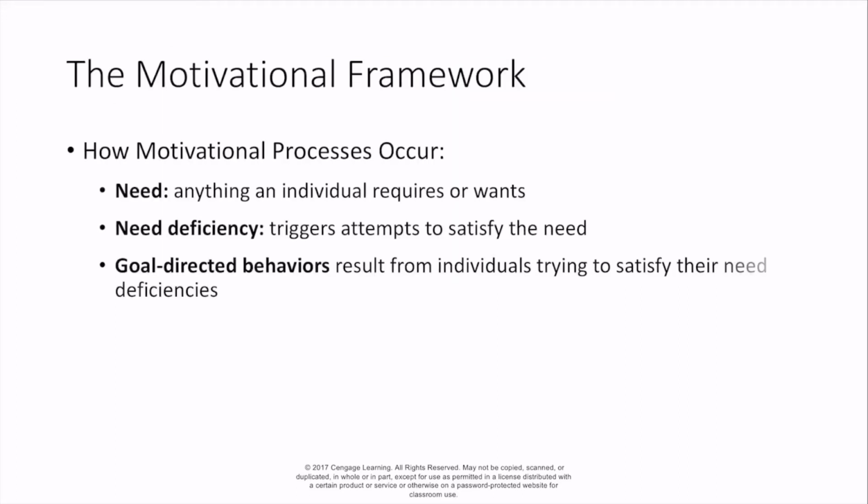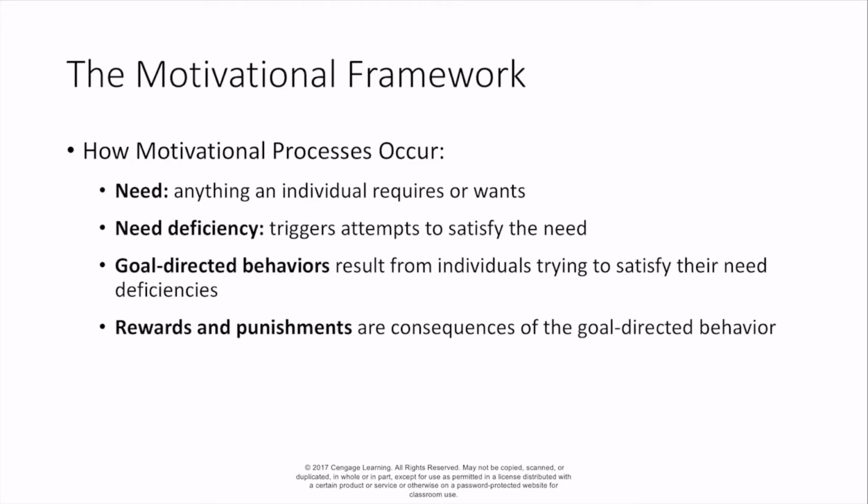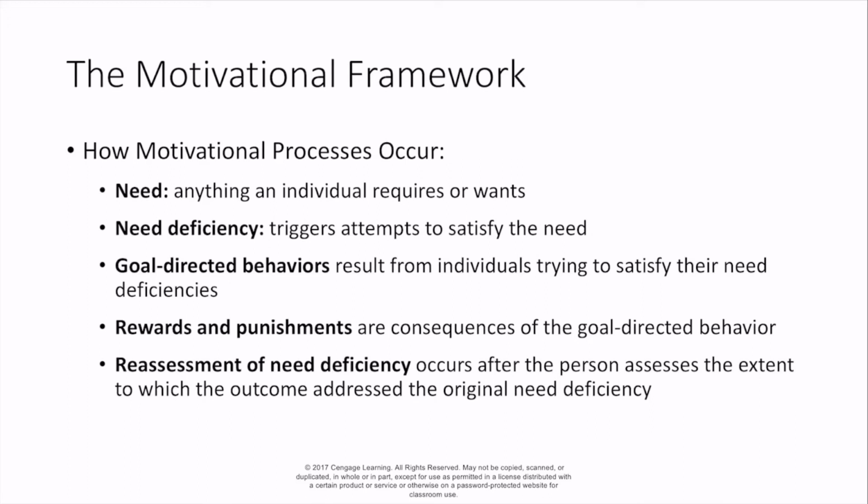Now, this is just what we've talked about with the motivational framework. You have the need, which is what you want. Need deficiency, that's what needs to be satisfied. Goal-directed behaviors, that's you trying to satisfy it. Rewards and punishments are the consequences of your behaviors, and then you reassess to see if you have accomplished everything or if there's still a needs deficiency there.